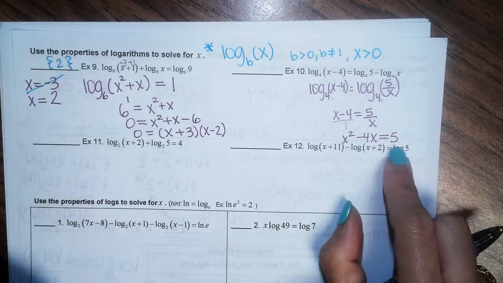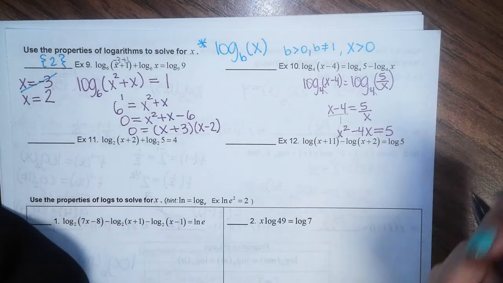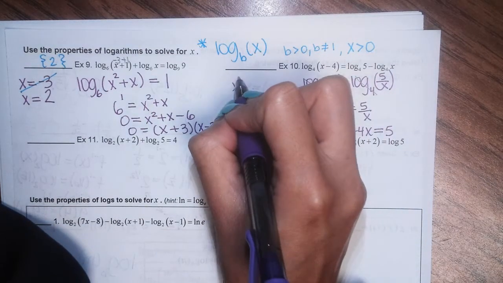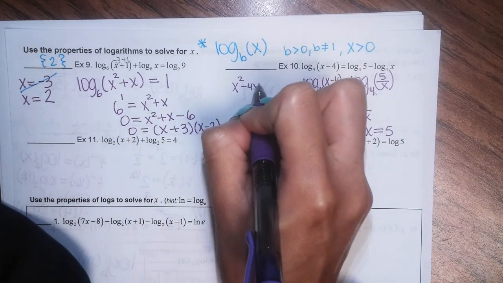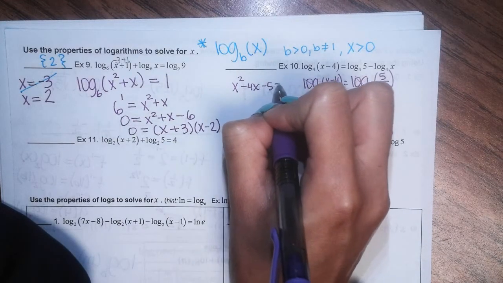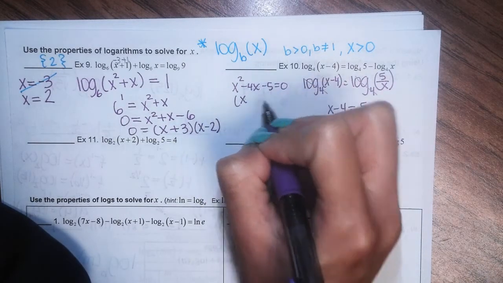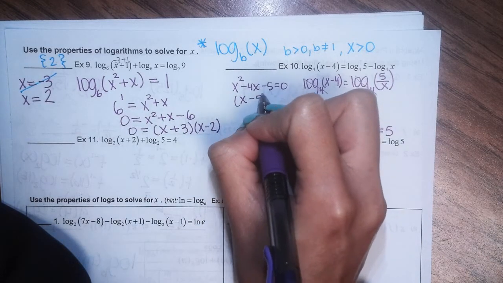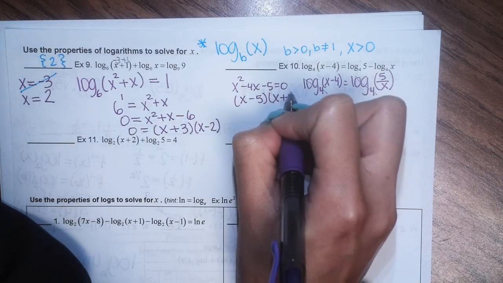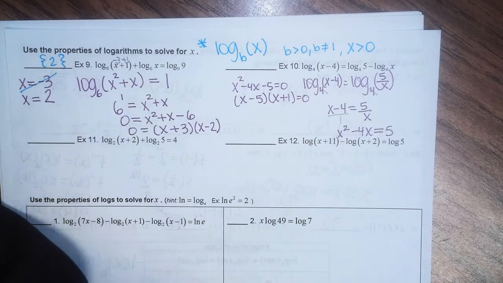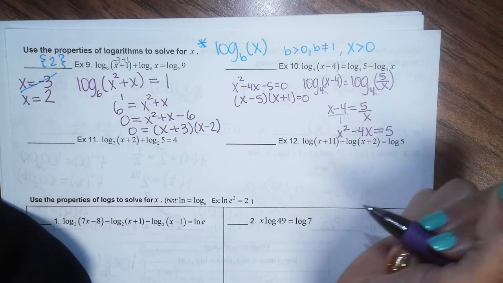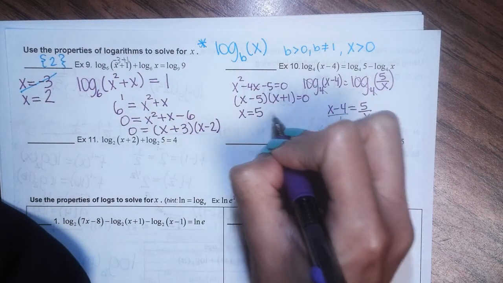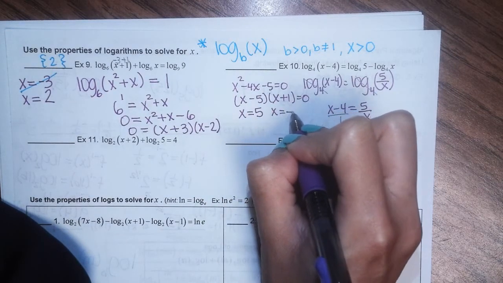And then again, that's just a quadratic equation that can be solved by factoring. Let's put it over here. X squared minus 4x minus 5 equals 0. Minus 5 plus 1. X minus 5, x plus 1. So x equals positive 5. X equals negative 1.